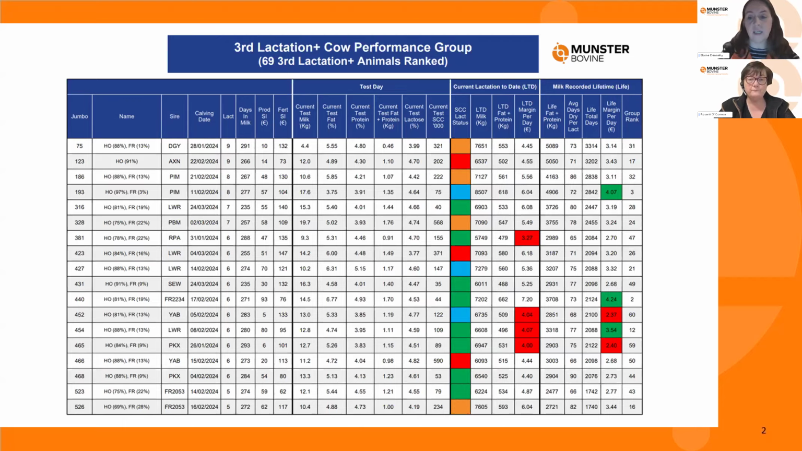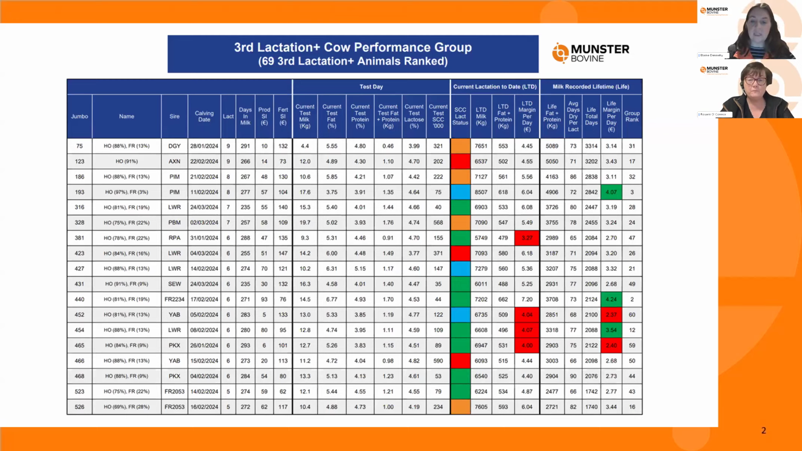So the next section of the report then is the milk recorded lifetime. So this is what each cow has done over their lifetime. So you've the lifetime fat and protein kgs, you've the average dry days per lactation, because as I've mentioned already, the average dry days per lactation comes into the cost of production for each cow. You've the lifetime total days, and then there's a margin per day over their lifetime calculated for each cow. The greens here on this margin per day, they're your top 20% of performers, and the reds are your bottom 20% over their lifetime. And then you have the group ranking for each animal.